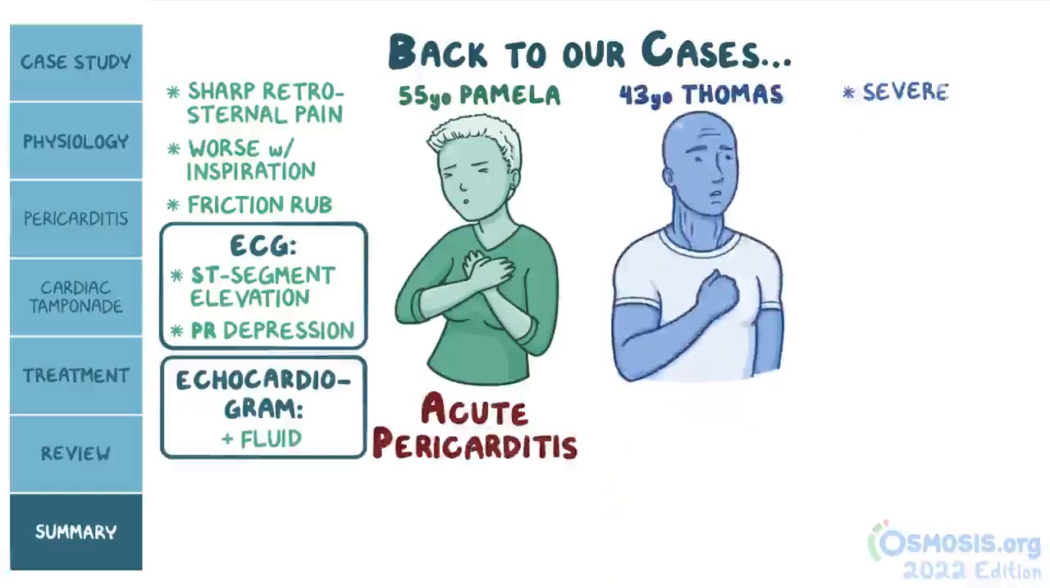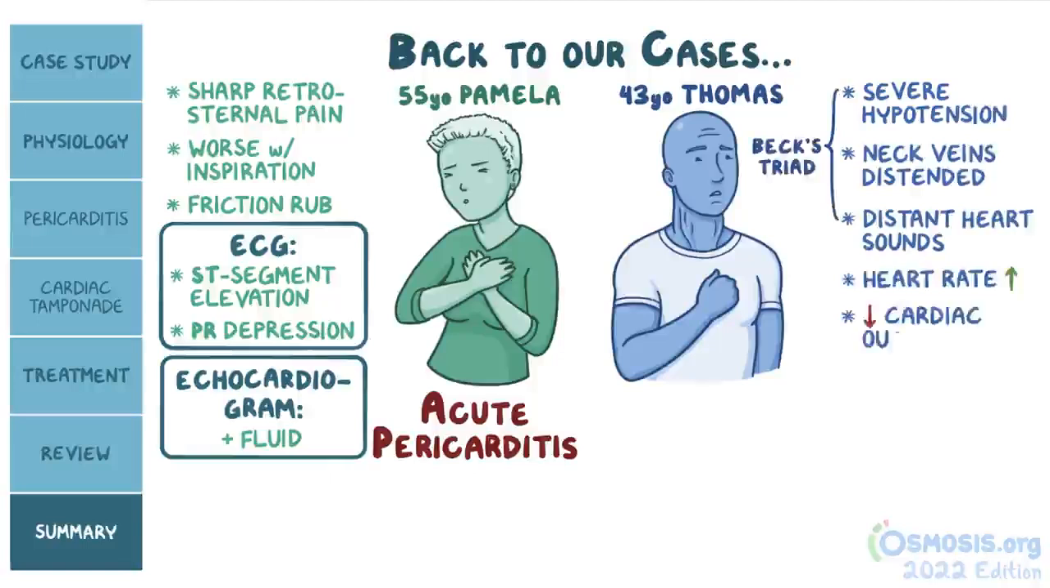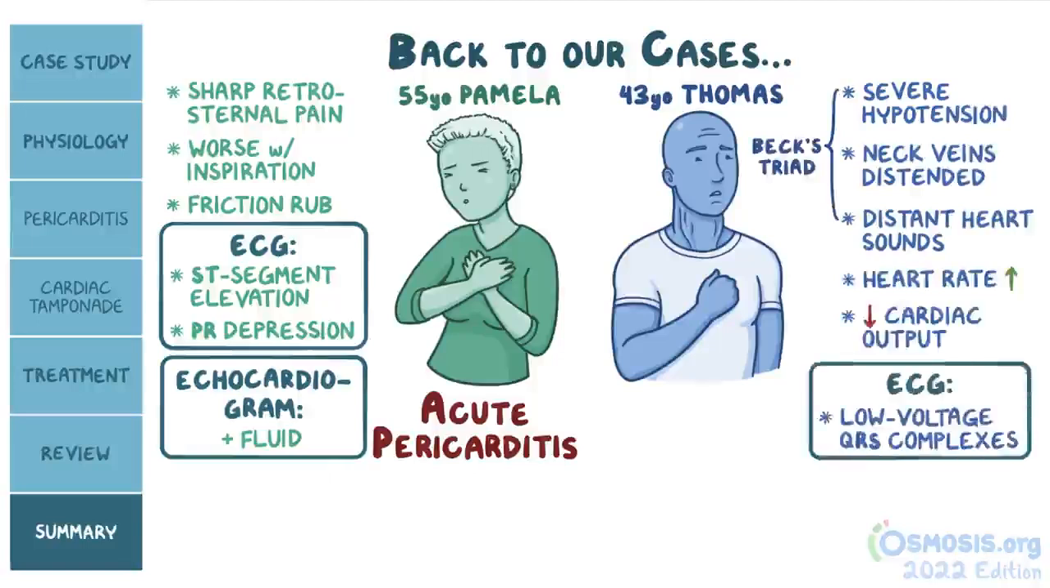Thomas came in with severe hypotension, distended neck veins, and distant heart sounds, which are the three signs in Beck's triad. His heart rate was high to compensate for the decreased cardiac output and the ECG showed low voltage QRS complexes. So he's got a bad case of cardiac tamponade.